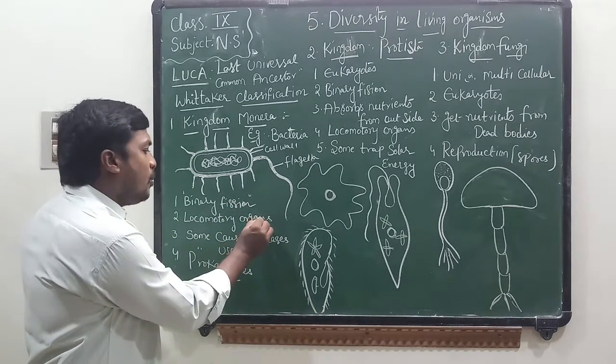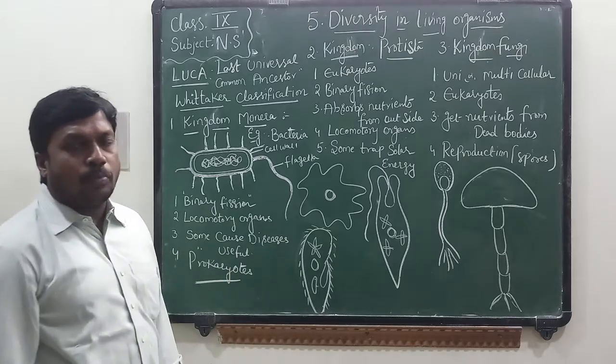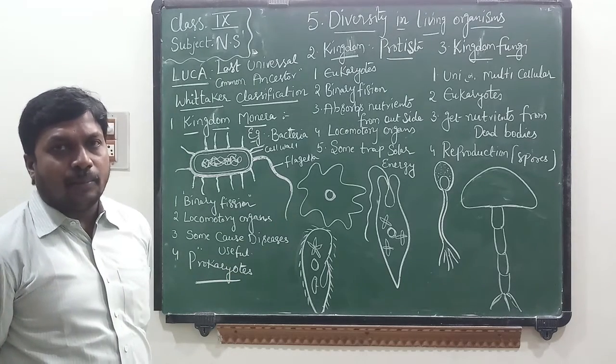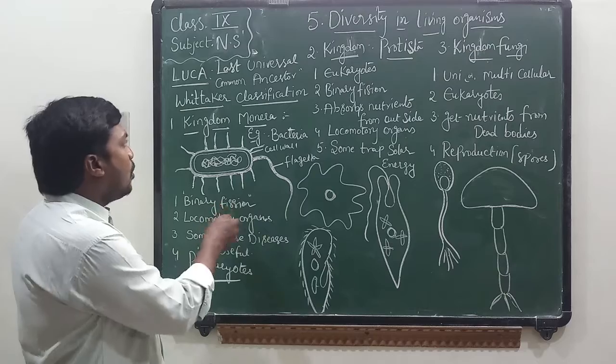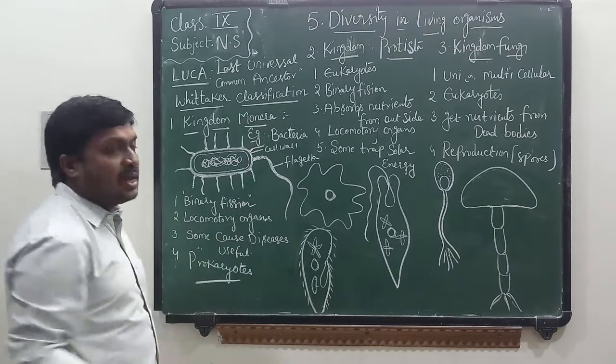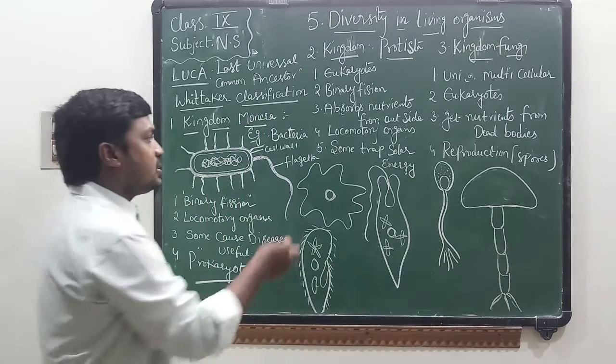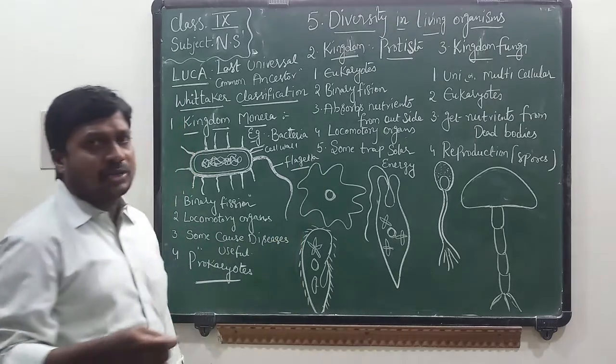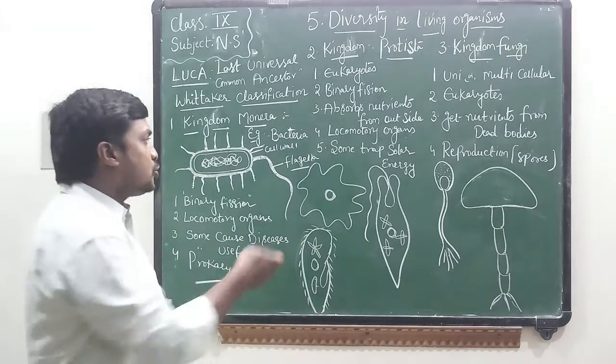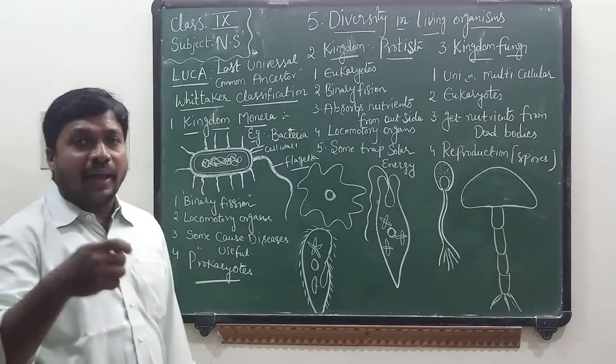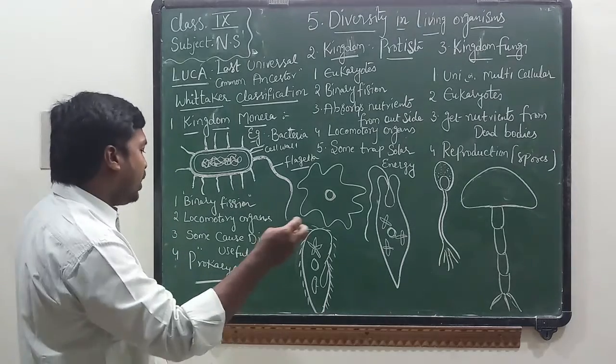And locomotory organs. What is locomotion? Locomotion means movement. What are the locomotory organs in Kingdom Monera? The locomotory organs are flagella. Some organisms also have cilia. Flagella is a long hair-like structure which is helpful for movement.